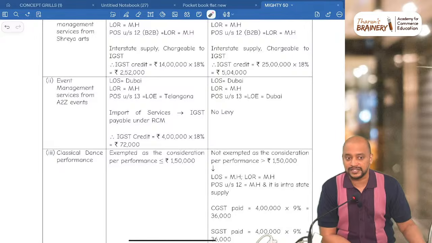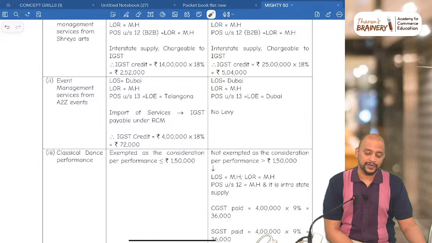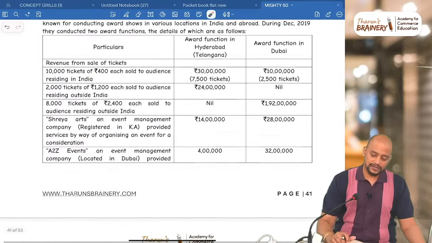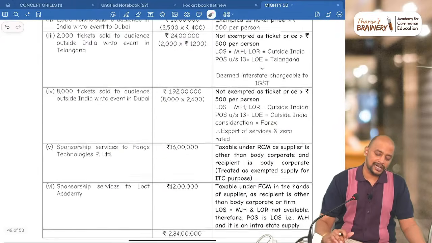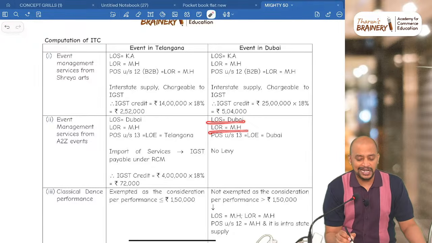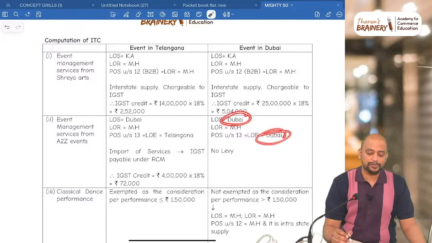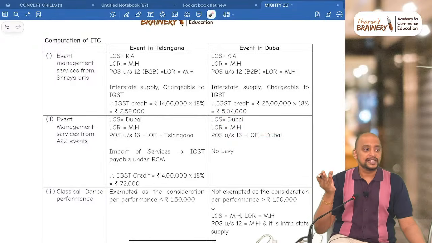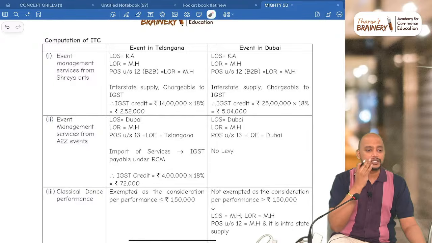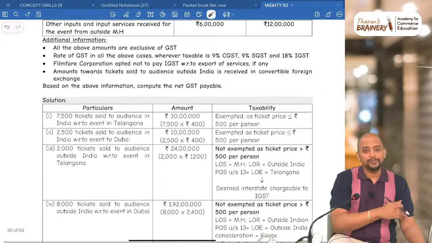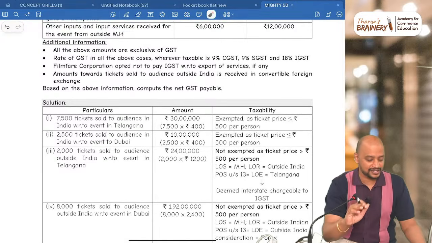Two adjustments. Then next one. So supplier, this, what about this? 32 lakhs, no GST. Why no GST? Supplier Dubai, recipient in Maharashtra, place of supply under section 13, location of event Dubai. When supplier and place of supply both are outside India, remember, exempted. Supplier and place of supply outside India, there is no GST, no levy. Then next, all points in place of supply I have covered in this question.